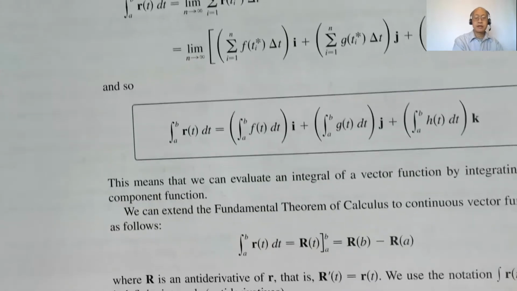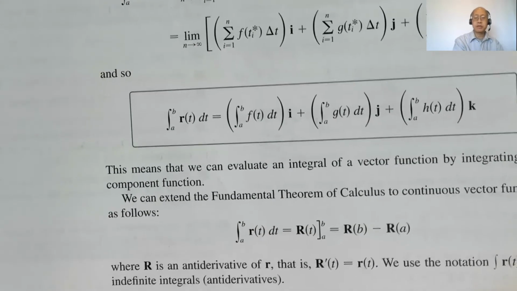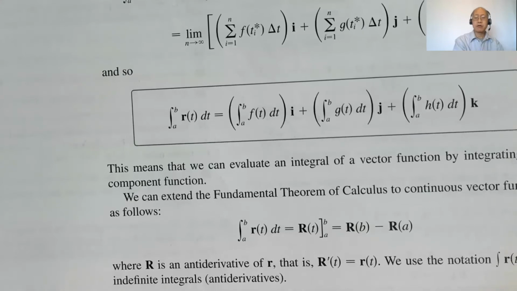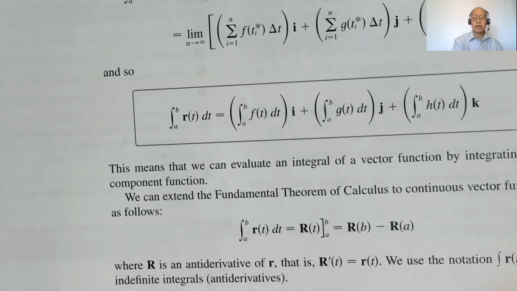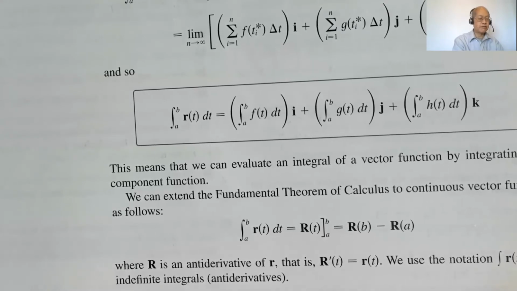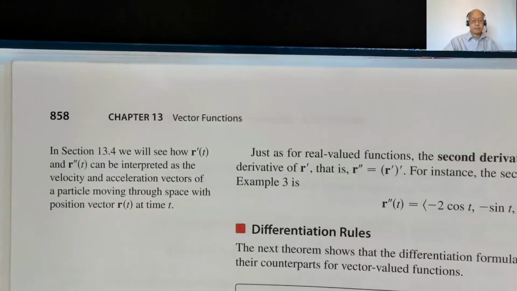And you can see the fundamental theorem of calculus still holds. R of b minus r of a there at the bottom really means plug in the top number, plug in the bottom number, and subtract, just like before. It's not just one function, though. There may be three functions involved, the x part, the y part, and the z part, of course.